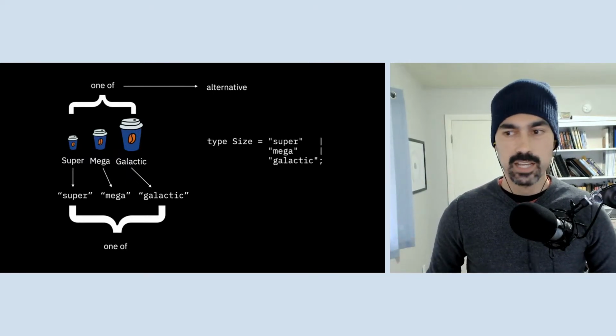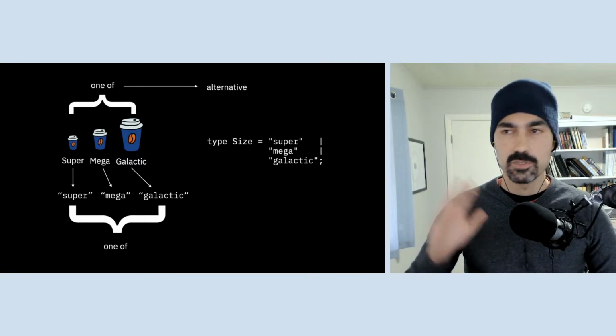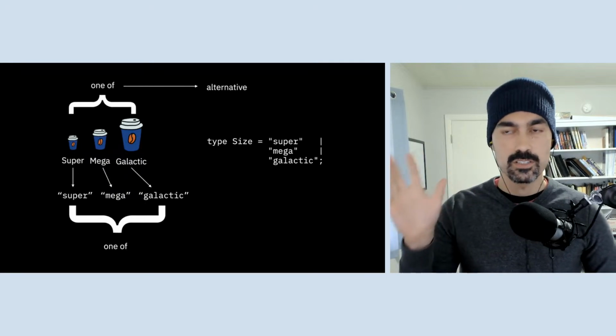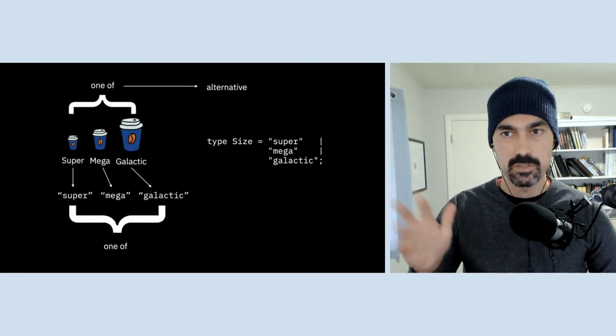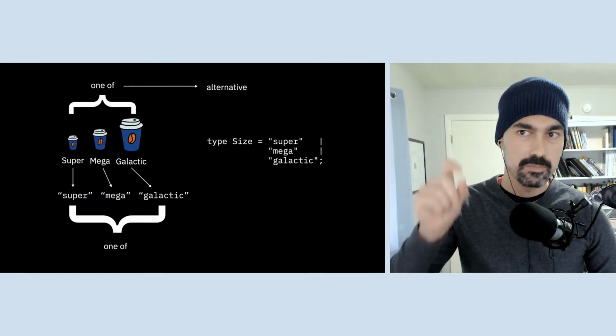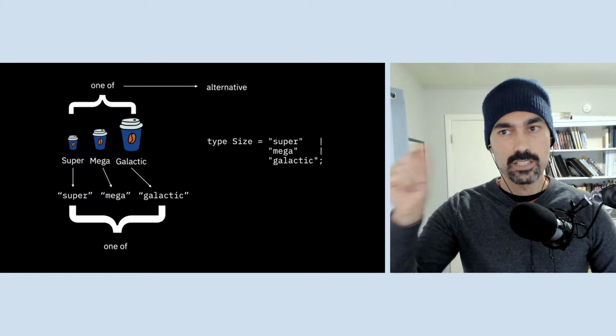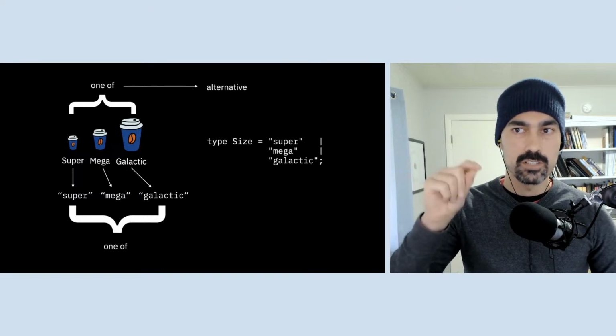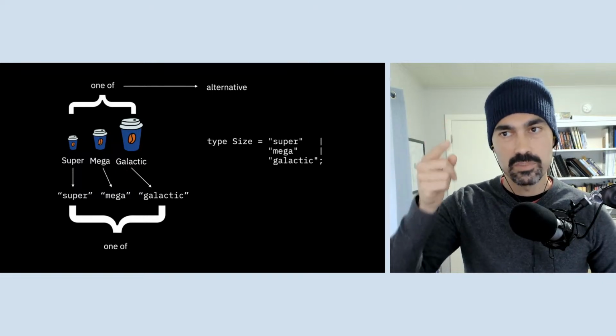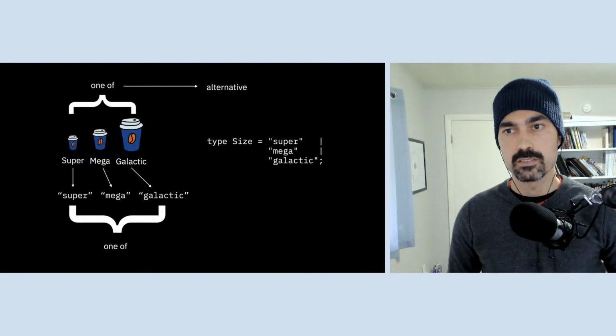And so I'm going to use TypeScript here. We're just going to do a tiny bit of TypeScript. So if you don't understand TypeScript, that's fine. I'll explain everything. But we're defining a new type called size. And then we're saying it's either the string super, the string mega, or the string galactic. That's what those pipe symbols are. It just means or.